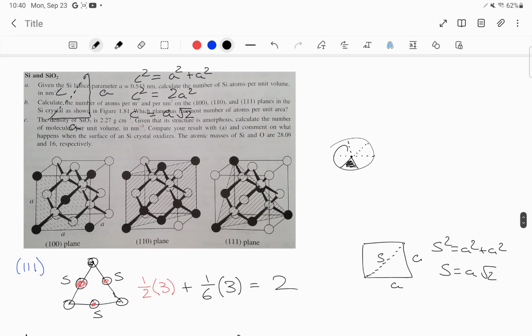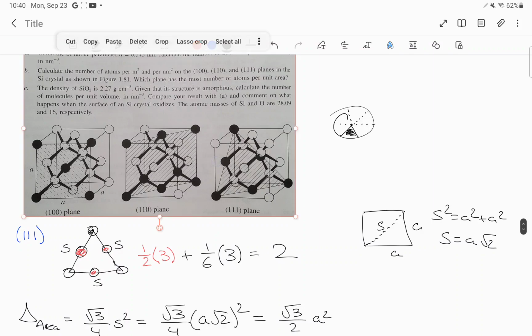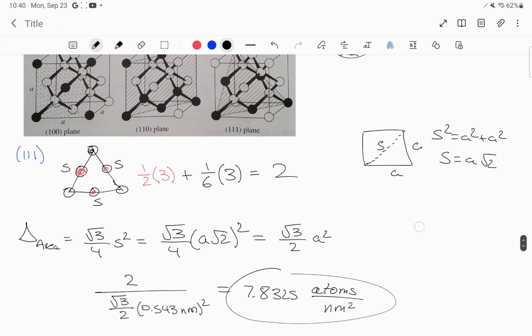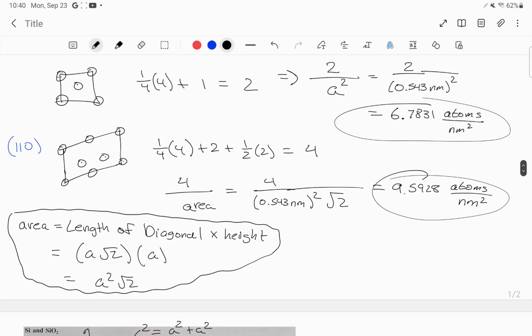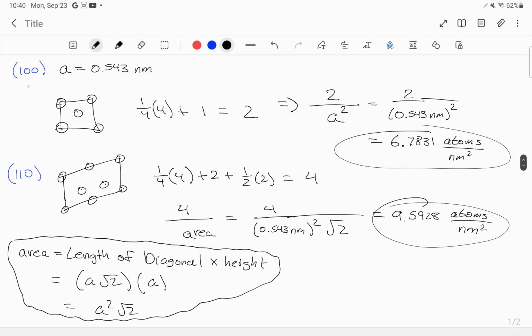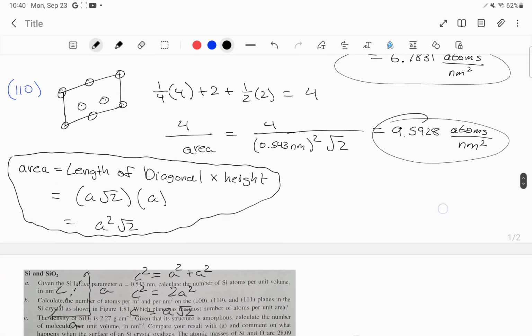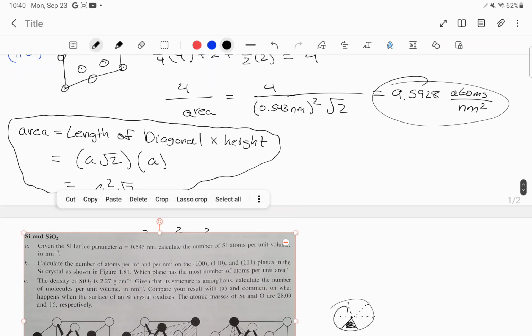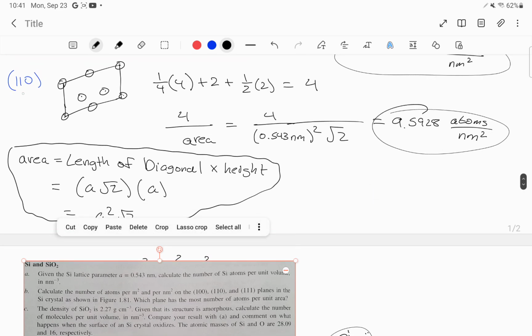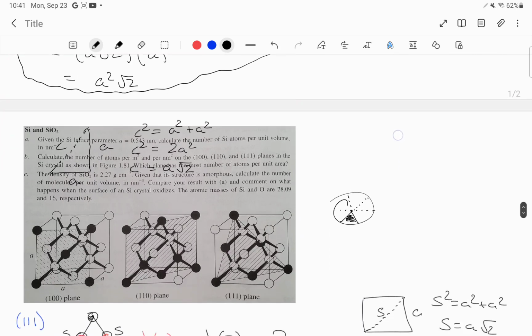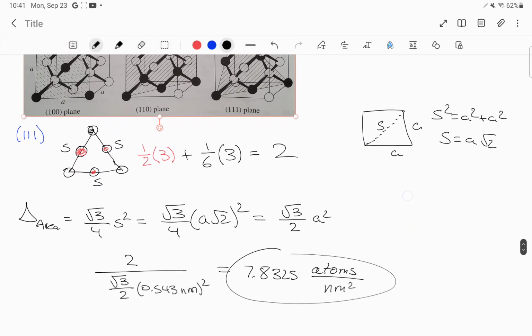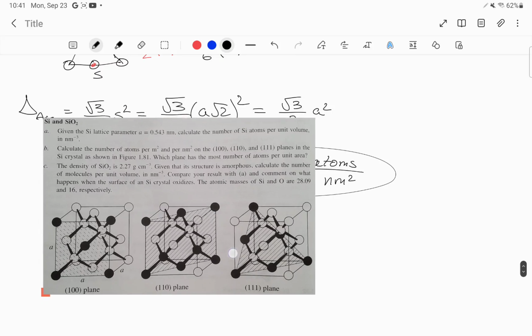So if we go back to the question, it wants us to find which plane has the most number of atoms per unit area. So we're in 2D. We know that the 111 plane has 7.8 atoms, the 110 plane has 9.5 atoms, and the 100 plane has 6. So the plane that's going to have the most atoms per unit area is going to be the 110 plane. Now, let me move this down a little bit so we can continue with part C.